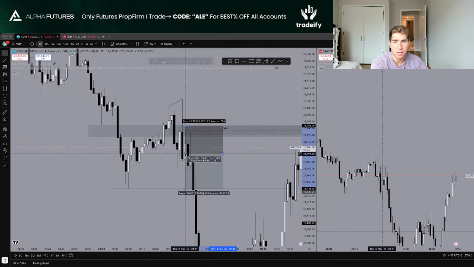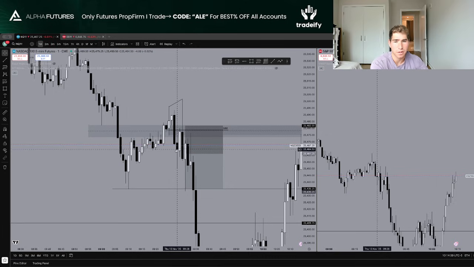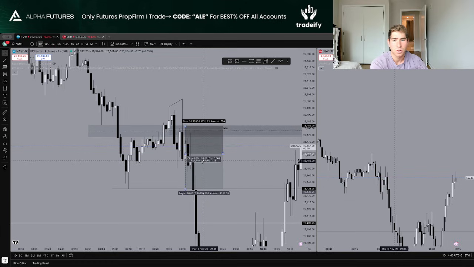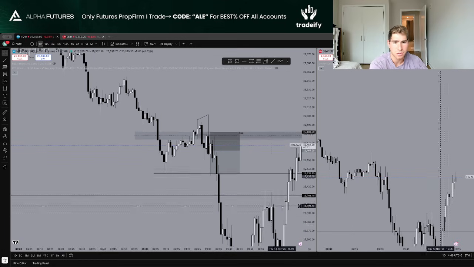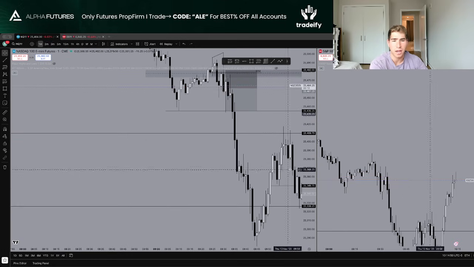I think I got a fill like here, because price didn't trade all the way back up here. We dumped, and then we retraced to the order block. Something like this. Great trade. Really love this.